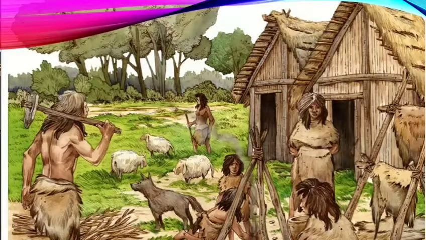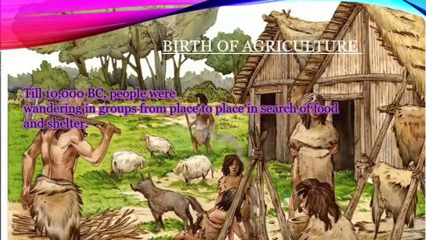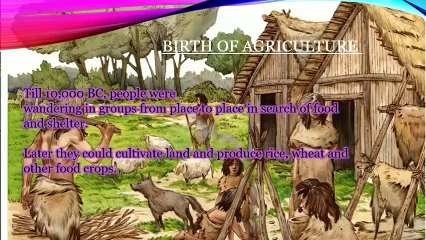Early humans ate raw fruits, vegetables, and started hunting animals for food. Birth of agriculture. Till 10,000 BC, people were wandering in groups from place to place in search of food and shelter. Later, they could cultivate land and produce rice, wheat, and other food crops. This is how agriculture begins.